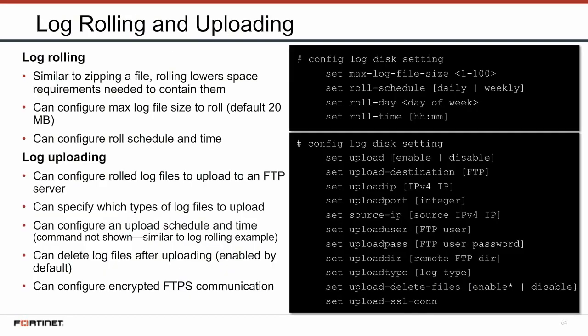Using the config log disk setting command, you can configure logs to roll, which is similar to zipping a file, to lower the space requirements needed to contain them so they don't get overwritten. By default, logs roll when they reach 20 megabytes in size. You can also configure a roll schedule and time. Using the same CLI command, you can also configure rolled logs to upload to an FTP server to save disk space. You can configure which types of log files to upload, when, and whether to delete files after uploading. You can also configure encrypted FTPS communication.